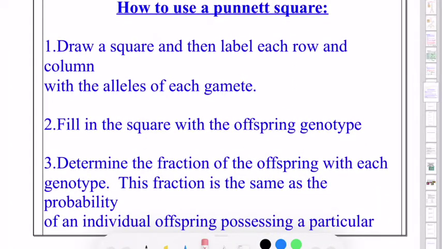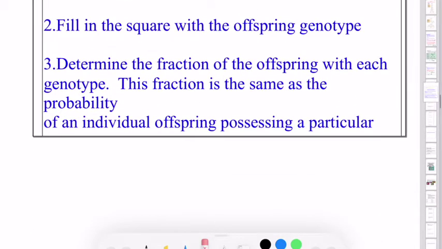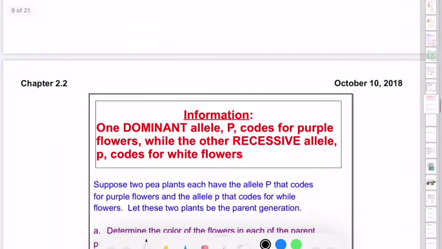So how do we use a Punnett square? Well, to draw a Punnett square, we need to draw a square, then label each row and column with the alleles of a gamete. We fill in the square with the offspring's genotype, and then we determine the fraction of offspring with each genotype. This fraction is the same as the probability of an individual offspring possessing a particular trait. So a lot of this is, I have to change over to PDF, so some of it gets lost.